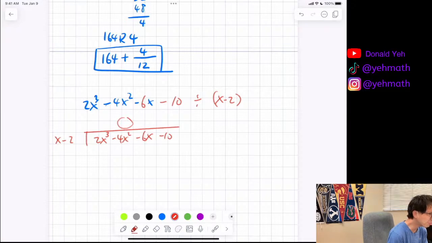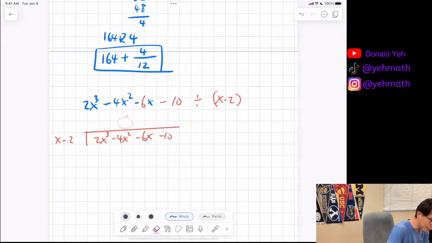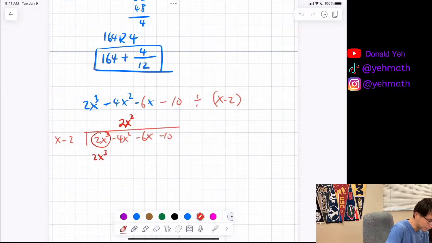2x. No. 2x what? 2x squared is good. Why? Because you want to get rid of this term. Your goal is to get rid of this term. So you want to multiply enough to get rid of this term. So it'll be 2x squared. So it'll be 2x cubed.